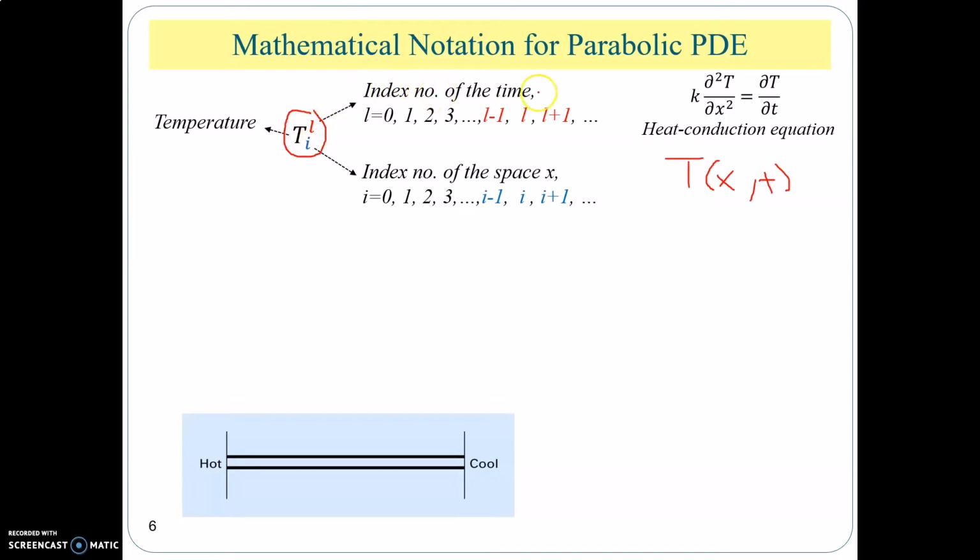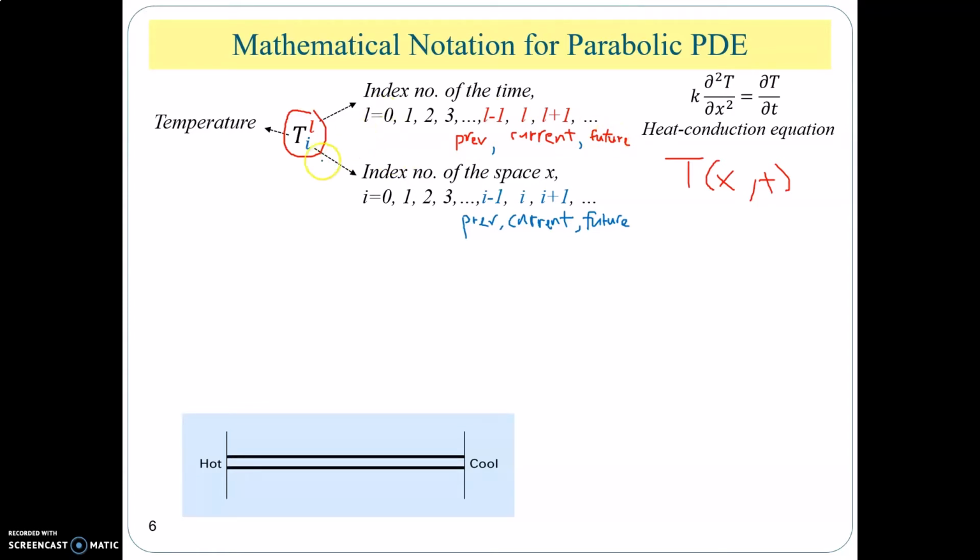Then you have l equal to 0 sample, first sample, second sample, third sample of the time. And if you write the time index to be l, it means the current sample of the time. l minus 1 means the previous one sample of the time. l plus 1 means the future one sample of the time.